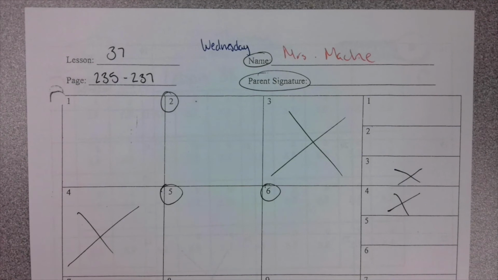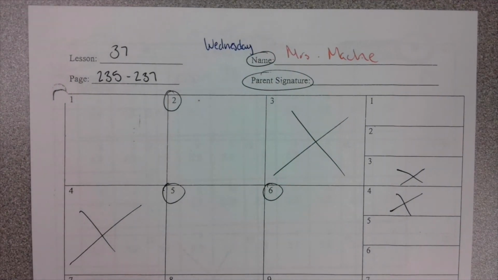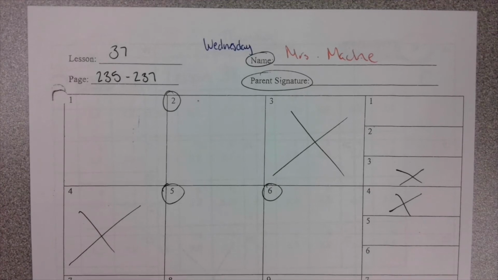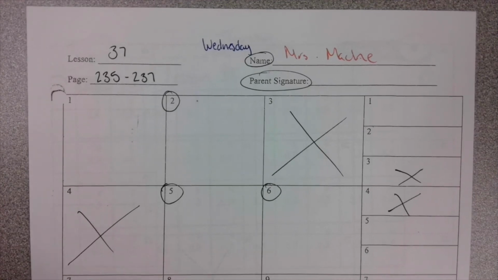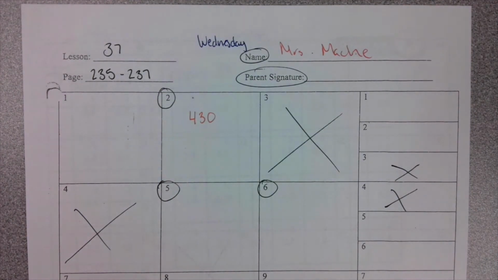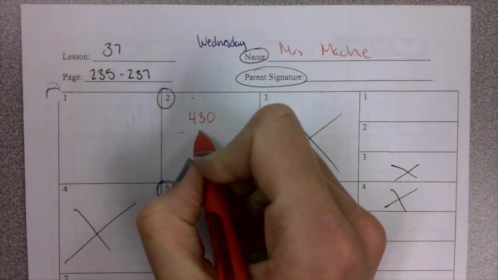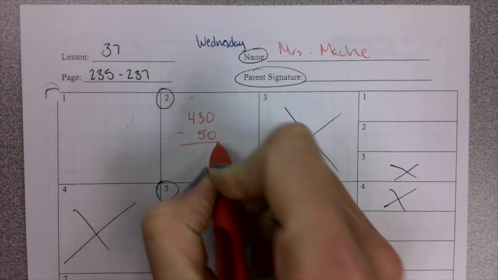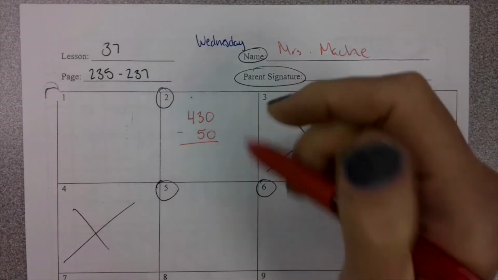Number 2 says, if the length of the Sabine River in Texas were 50 miles longer, it would be the same length as the Wisconsin River. The Wisconsin River is 430 miles long. How long is the Sabine River? Well, at the beginning, you heard the problem say if it were 50 miles longer, it would be the same length. So the Sabine River is shorter by 50 miles than the Wisconsin River. So let's subtract.